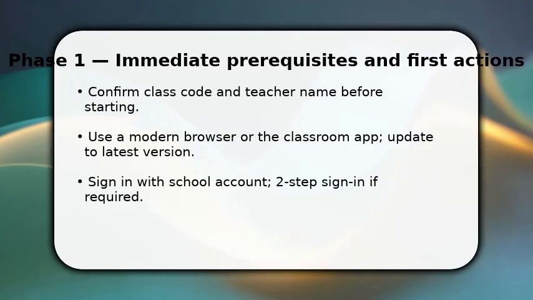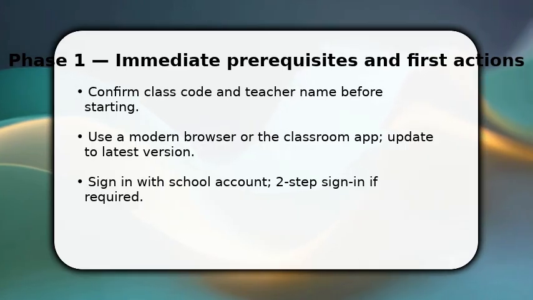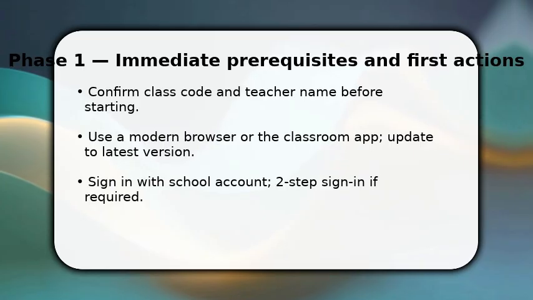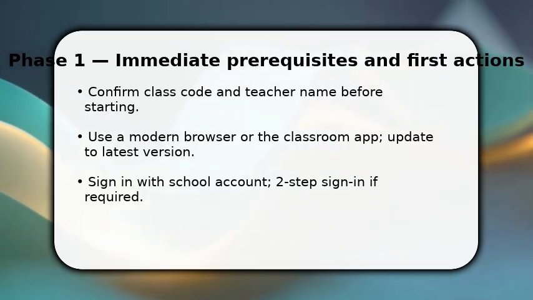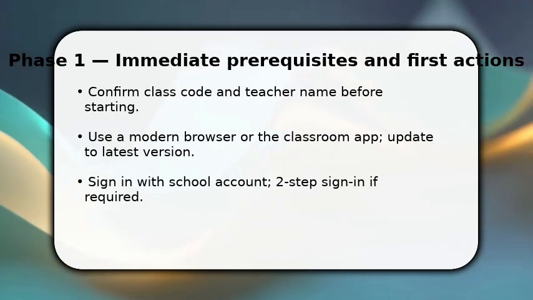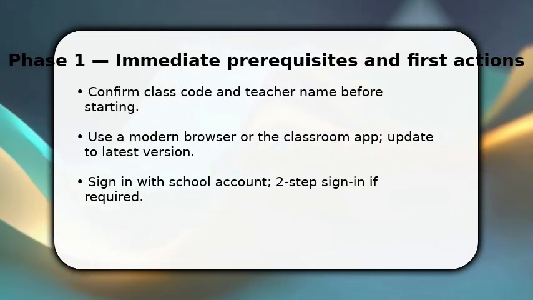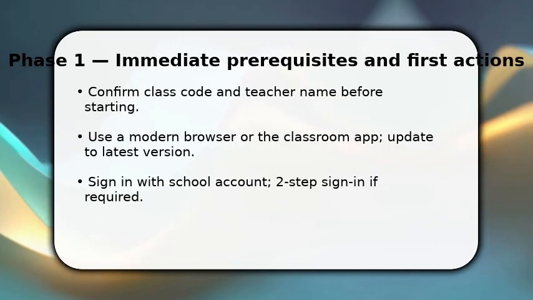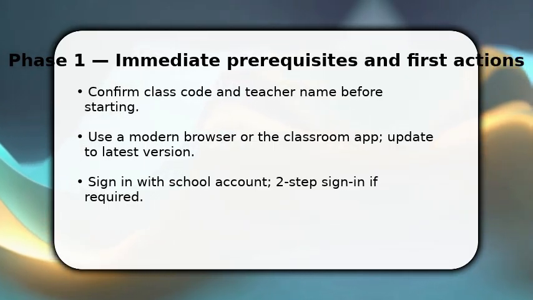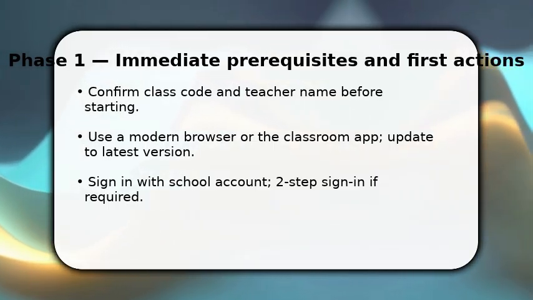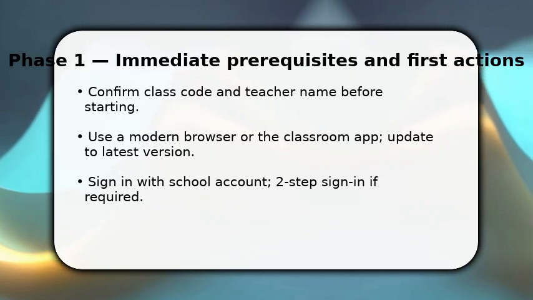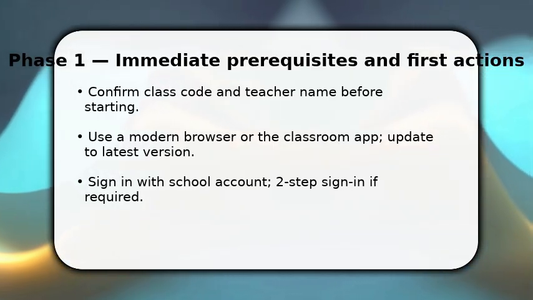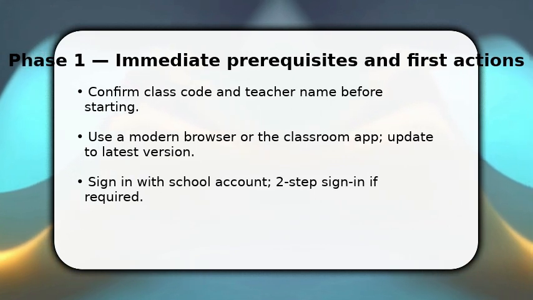You need the class code, a school account, and access to the classroom site or app. Get those now. First, sign in with your provided school email. Make sure you complete any two-step verification if prompted. Once signed in, open the classroom app or classroom.google.com, and click the plus or join button. Enter the exact code from your teacher. Double-check capitalization and hyphens. If you see a confirmation prompt, review the class name and teacher, then accept to proceed.